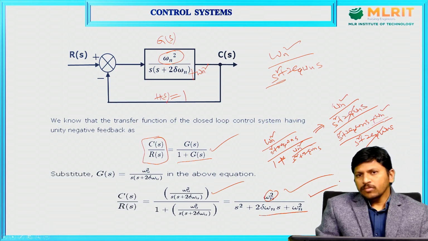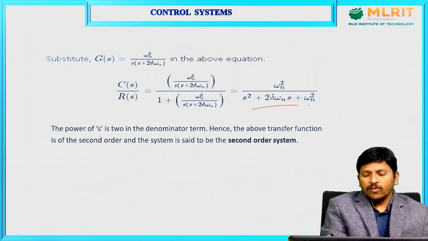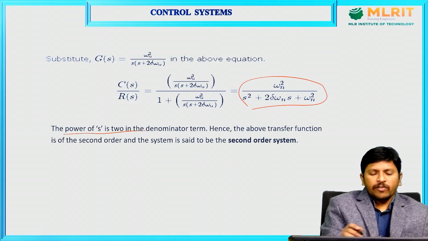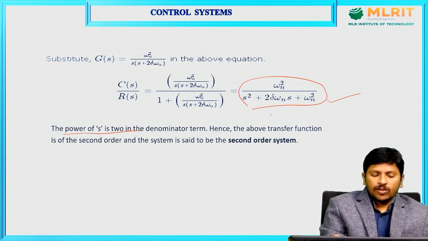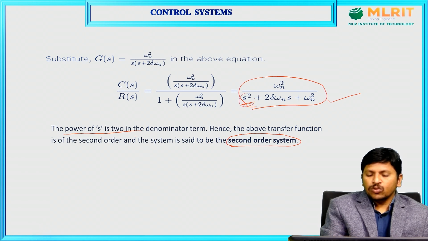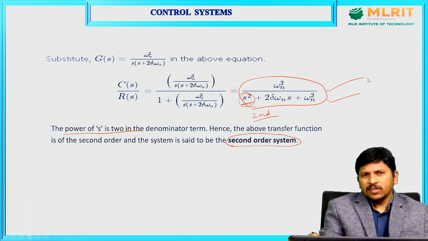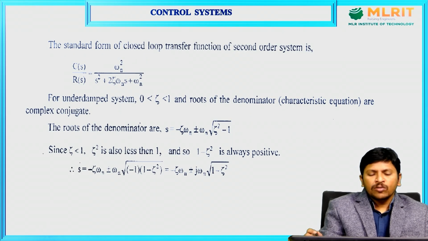This is a second order equation because the maximum power of s in the denominator is 2, hence the transfer function of the system is said to be a second order system. Another name for the second order transfer function is the standard form of second order system. Now I am going to consider the standard form of closed loop transfer function.